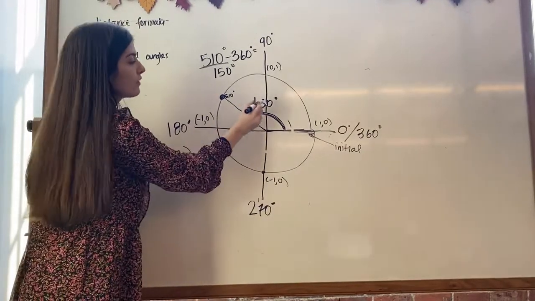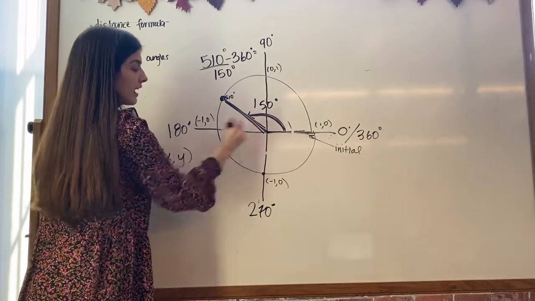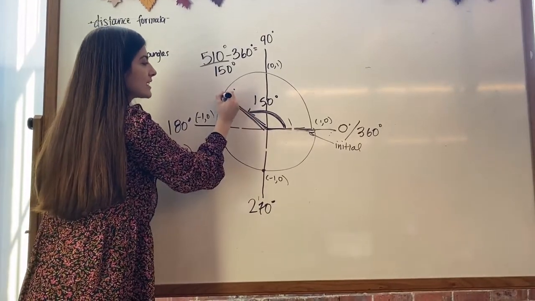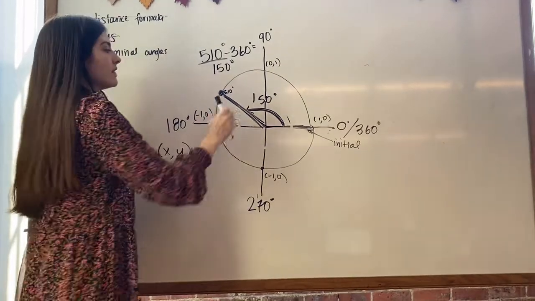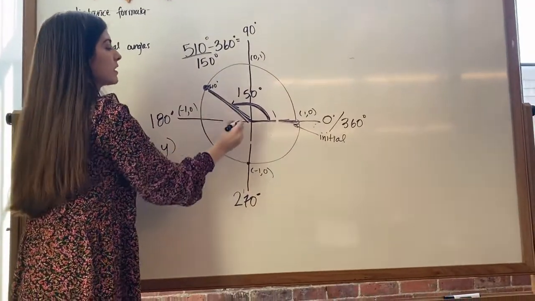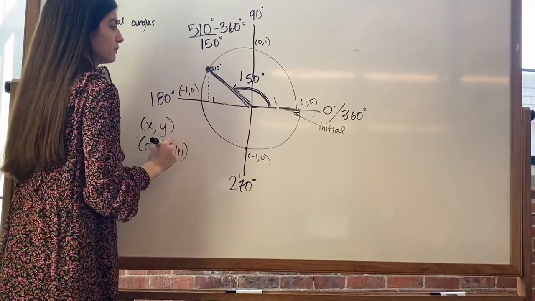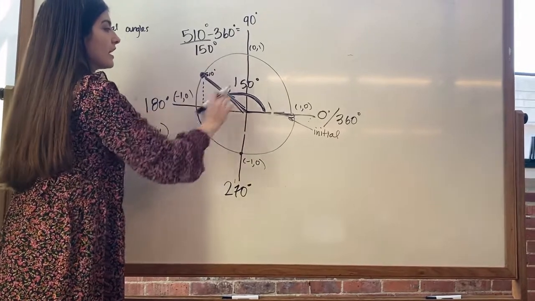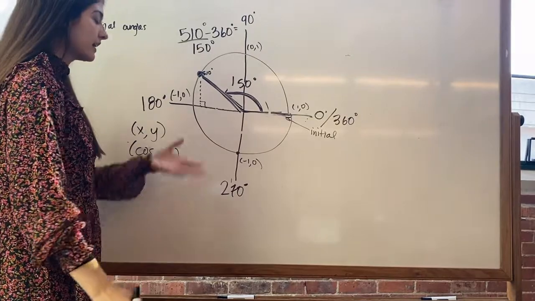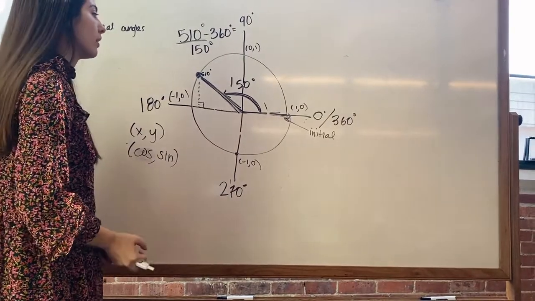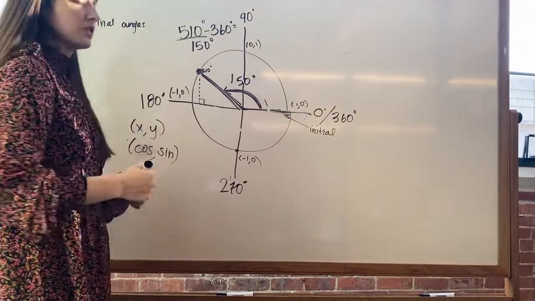Why? Because 150 degrees and 510 degrees share the same terminal side, which means they share the same exact point on the unit circle. They're treated exactly the same. So that means this x value and this y value, right here, for 510 and 150, they're the same. And that's all there is to know about the coterminal angles. There's not much more than that.